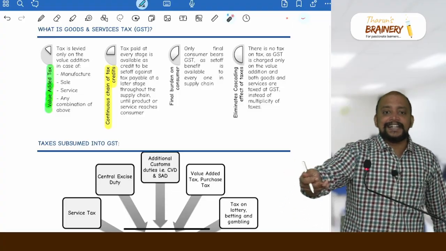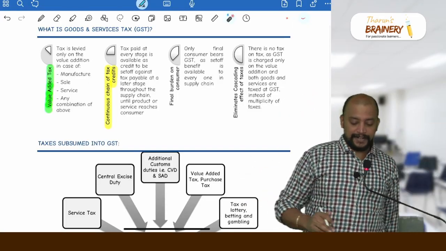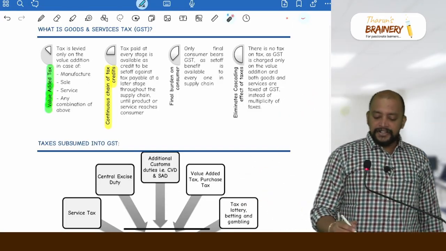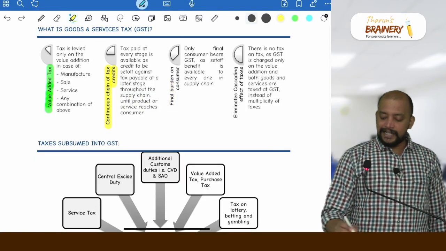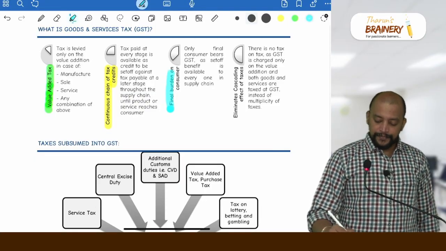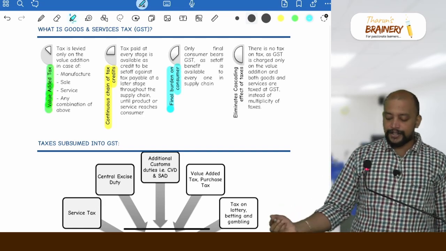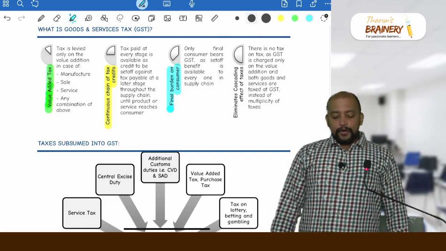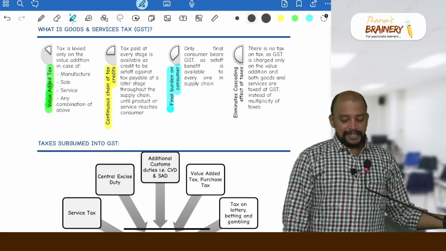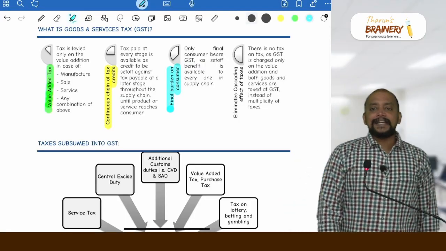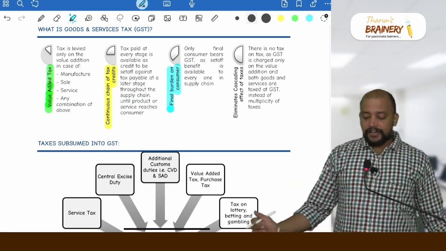Can the consumer take ITC? No, consumer cannot take ITC. And who will have the final burden? So the final burden is on the consumer. The final burden is on the consumer. Only the final consumer bears GST as set off benefit is available to everyone in the supply chain. And it eliminates the cascading effect of taxes.